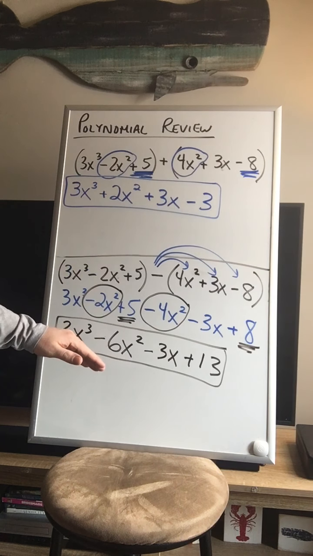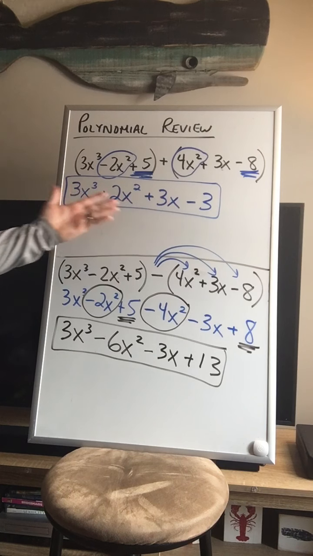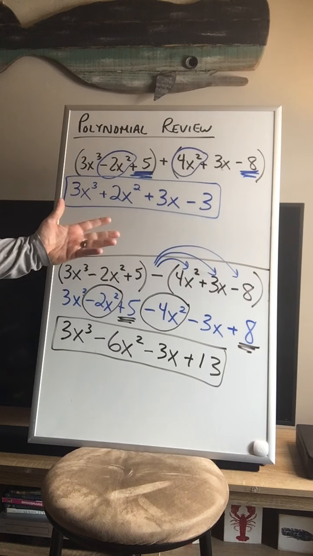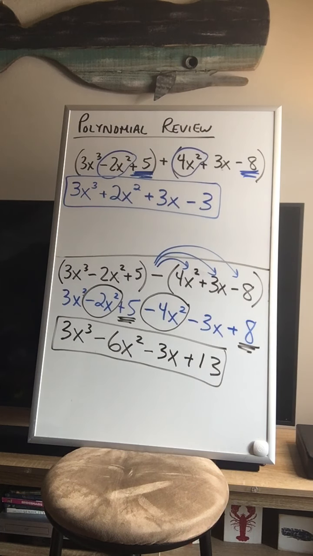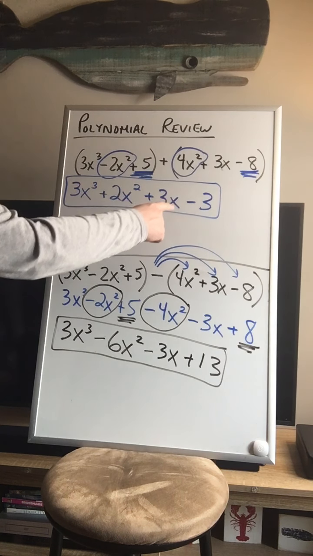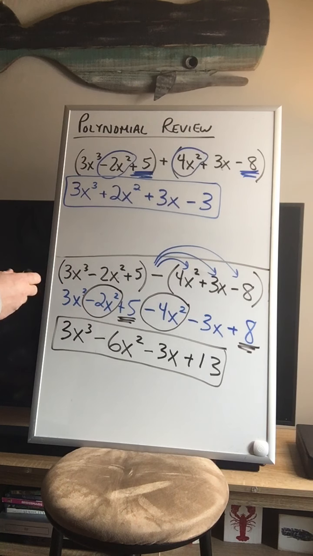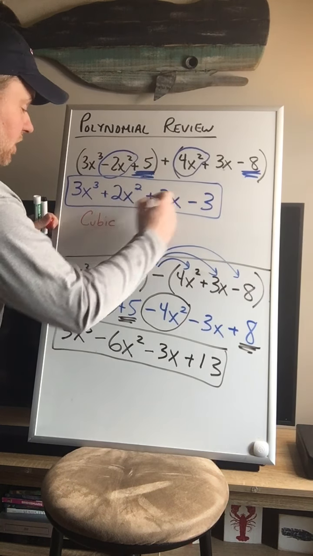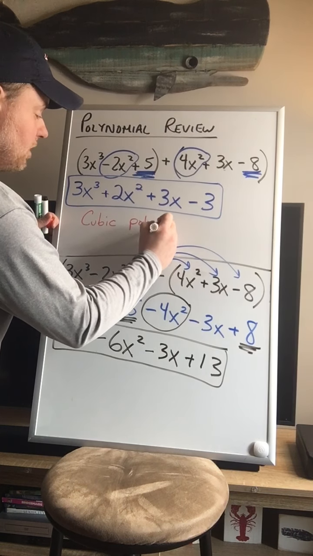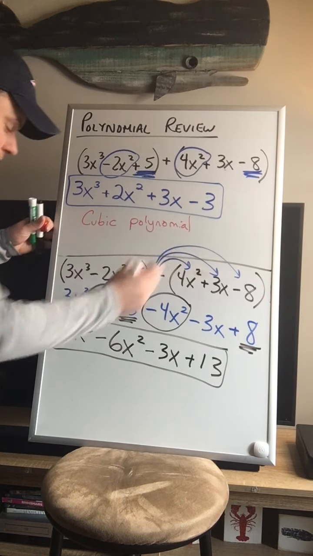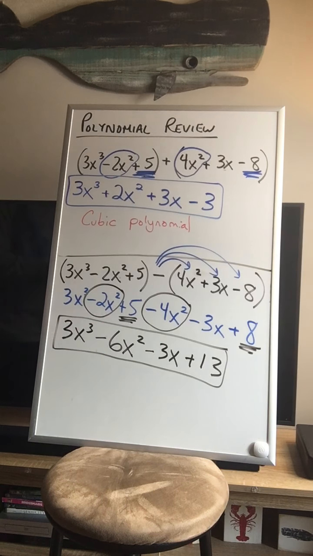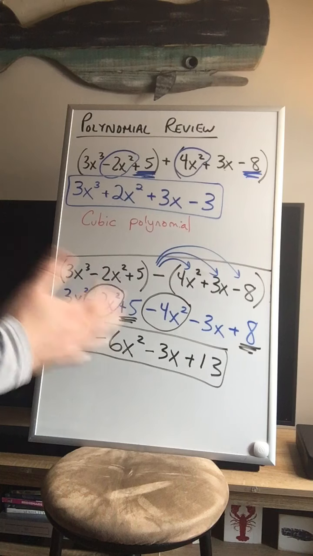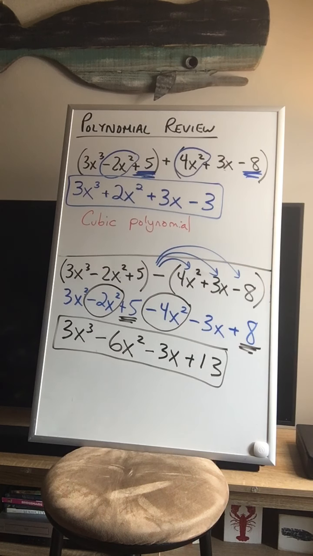So notice the way my answers looked. Right? I have a lot of terms left over, but that's all I can do. In this first one, I end up with a cubic polynomial as my final answer. Right? It's third degree, so it's cubic. It's got 4 terms, so it's a cubic polynomial. And then I have the same thing down there. I also have a cubic polynomial, 4 terms. I can't get it to be any smaller than that because all the terms are unlike.